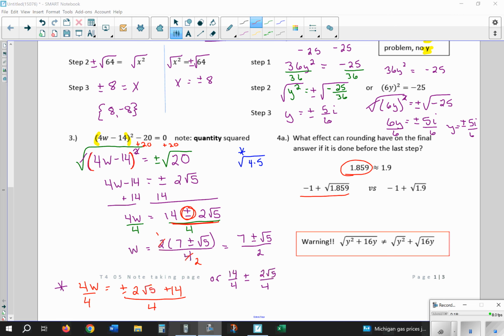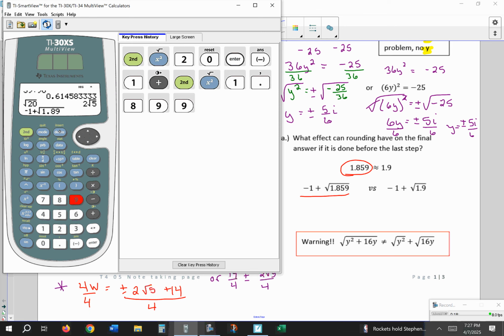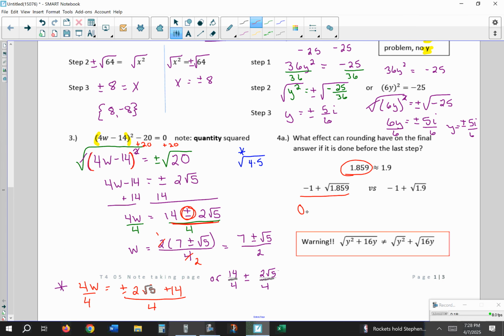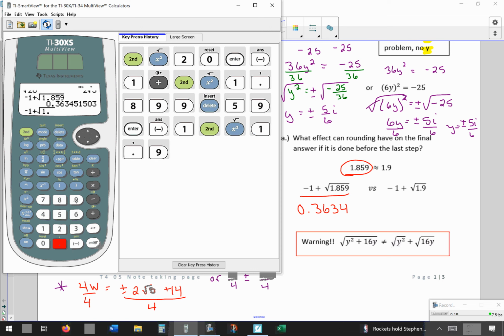Anyway, we want to compare these two versions of our answers. If we take -1 plus the square root of 1.859, oops, let's try that again, 1.859, that's going to give me 0.3634, and we're just going to truncate it. And then when we do our other choice, we have -1 plus the square root of 1.9. That gives us 0.3784.